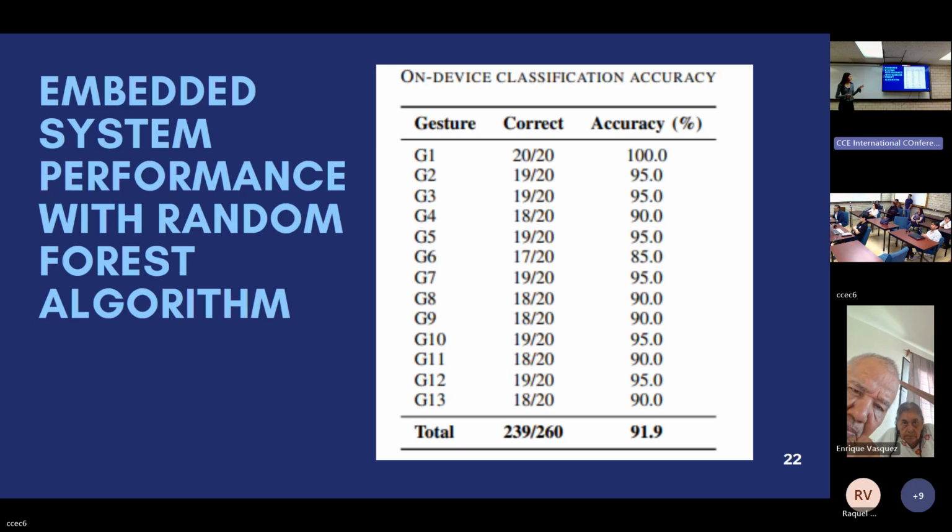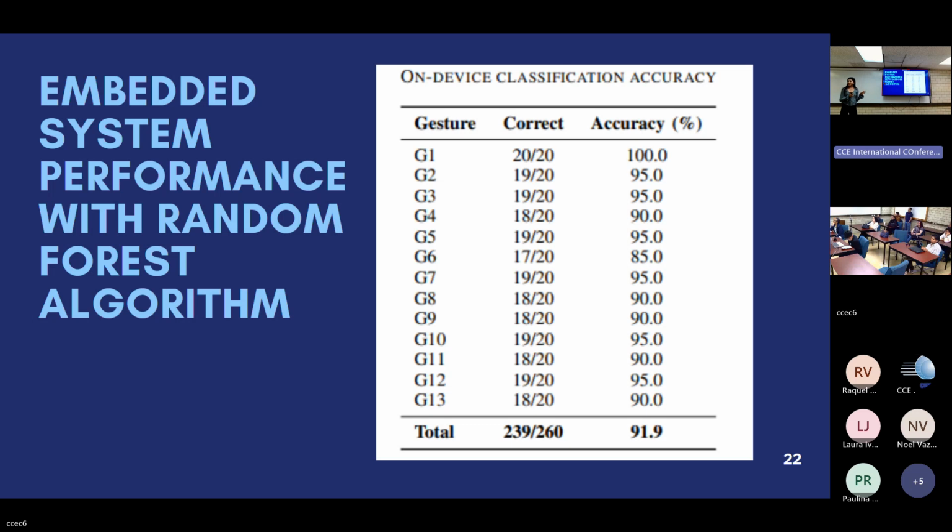Here we can see the online or live testing results with this. So for the live testing results, our subject performed 260 tests, so 20 per gesture. Here we can see that the live performance results are 91.9% accurate, with gestures varying from 100 to 90% accuracy approximately.